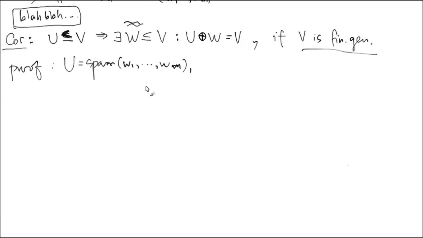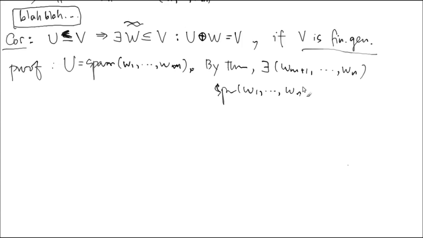Wm plus 1, right, through all the way to the rest of the part. So by the theorem that we just looked at, there exist Wm plus 1 all the way up to Wn such that this is linearly independent and spans everything, right? So that's, what is it? The span of W1 through Wn is V. Isn't that the statement before? You can extend that and then fill it up.